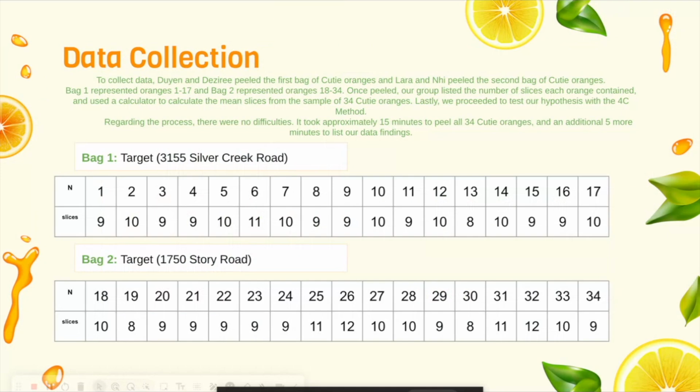We collected our data by first using bag 1 that we bought from Target on Silver Creek Road, and then buying the second bag that was generated from the random number generator, which was the Target on Story Road. We then labeled the oranges in bag 1 and bag 2 from 1 to 34. For example, when we peeled orange number 1, we found that there were 9 slices.